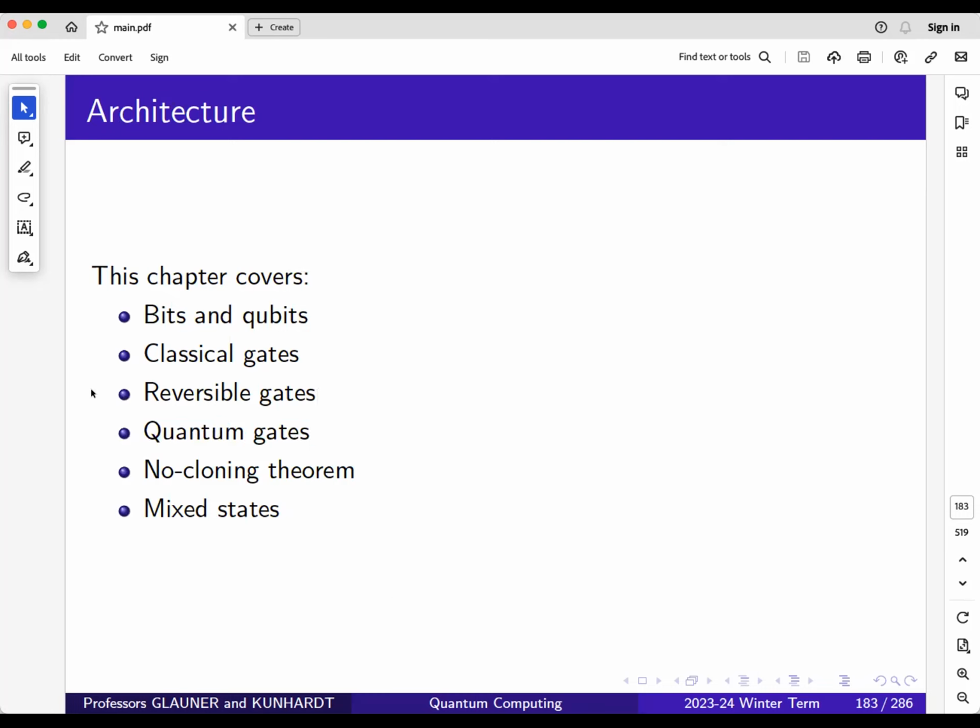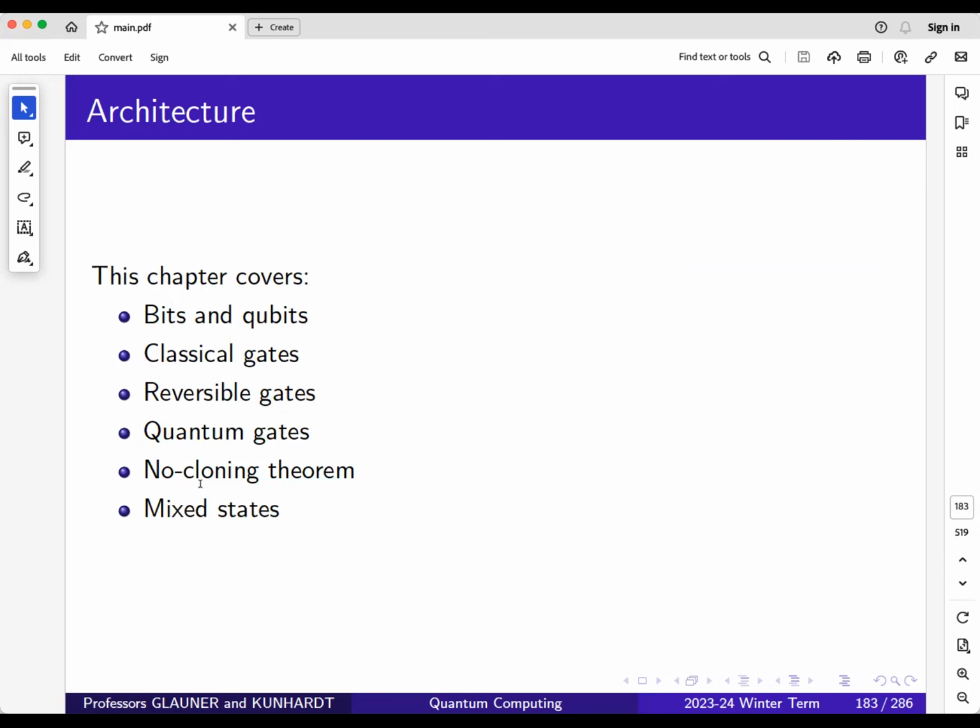So we will first revise our classic binary gates that we know from classic Boolean logic, and, or, not. We will try to describe them in a matrix representation. And once we have done this, we can actually very easily build quantum gates. We will look a little bit at reversible gates, because the quantum gates need to be reversible, because they are represented by unitary matrices.